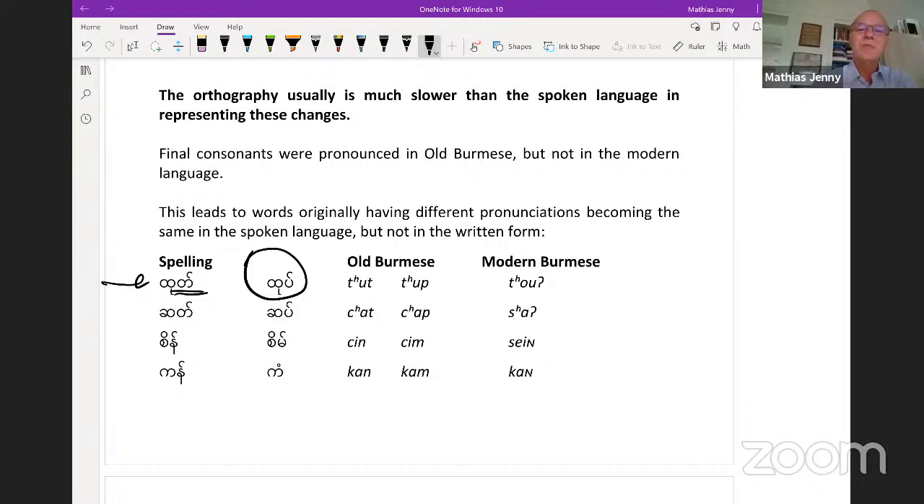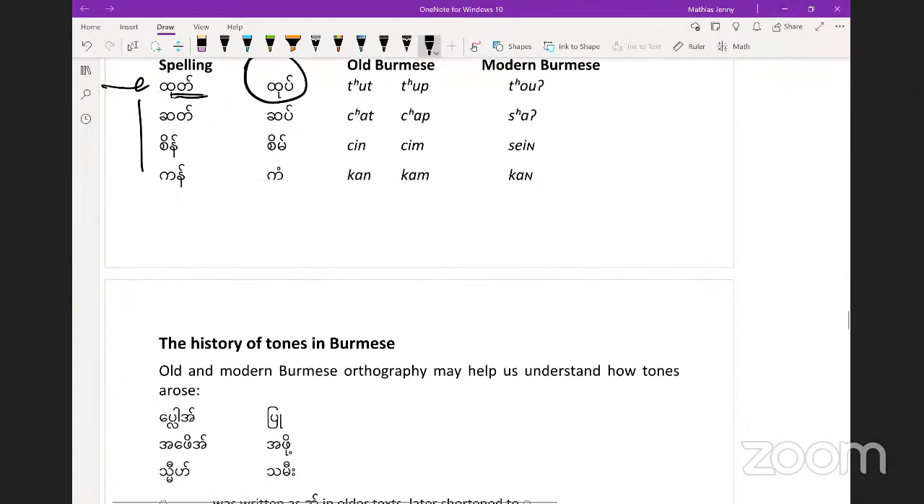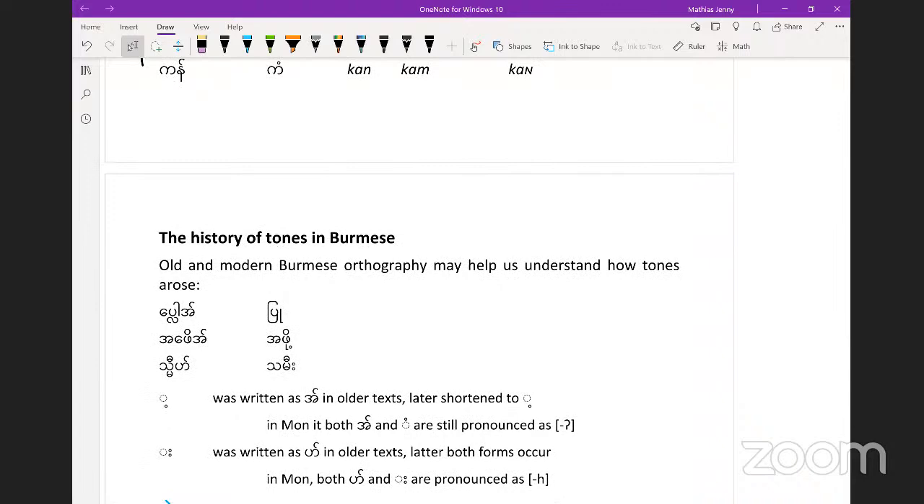And in Old Burmese, there was a difference in pronunciation, very probably. So you had tut against tu. And this is true for all these examples here. So from the spelling, we can, in many cases, still see differences that were there in the language at some point, but are not there anymore. And of course, these spelling differences with the same pronunciation lead to a lot of confusion with people who tend to misspell words then.